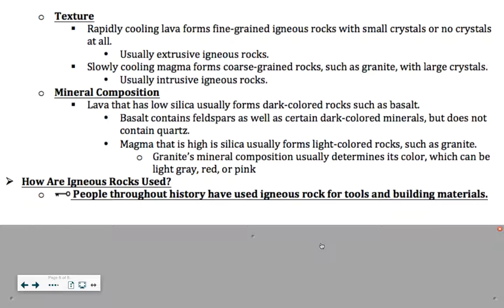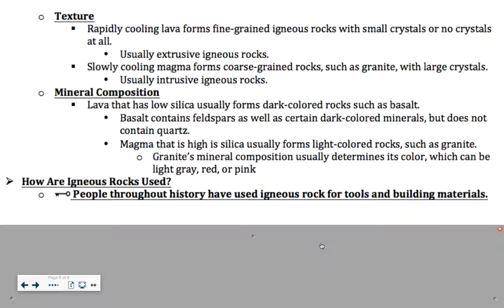Mineral composition. Lava that has low silica usually forms dark-colored rocks such as basalt. Basalt contains feldspar as well as certain dark-colored minerals, but it does not contain quartz. Magma that is high in silica usually forms light-colored rocks such as granite. Granite mineral composition usually determines its color, which can be light gray, red, or pink. Okay? So the color tells you basically, again, what type of minerals are present in that rock.